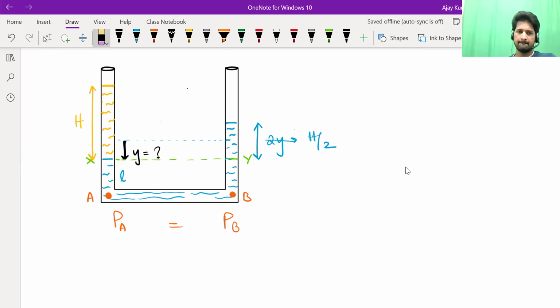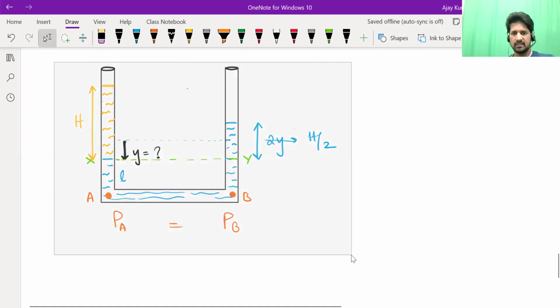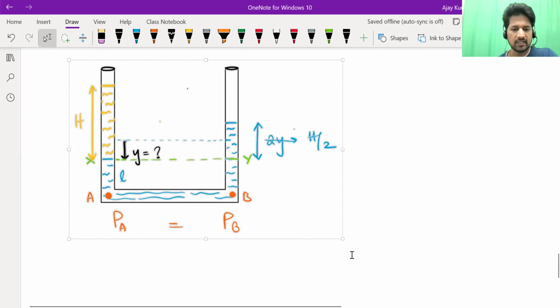To the left. To the left, correct. Derive that acceleration. How much acceleration should this U-shaped tube be given to the left such that the level of liquid in both the arms becomes equal?